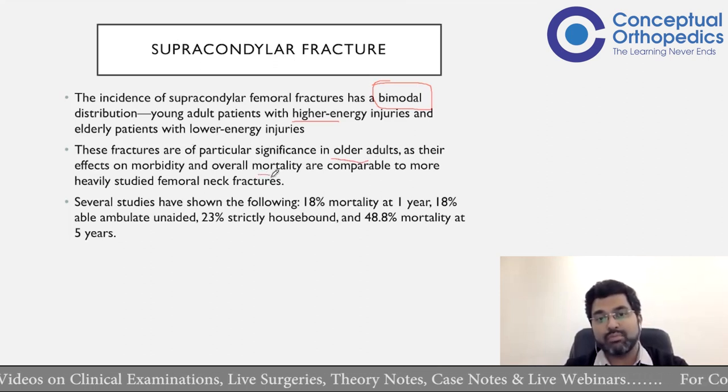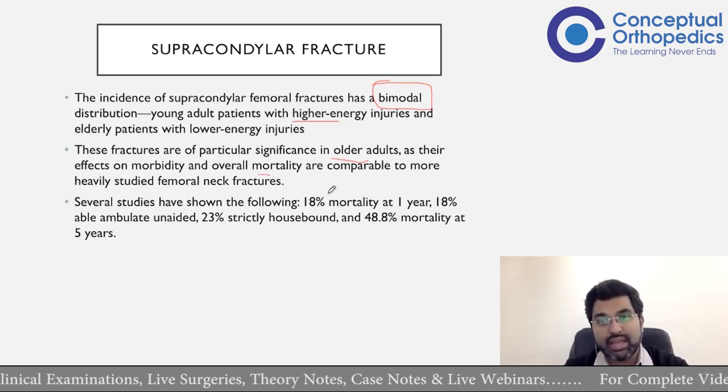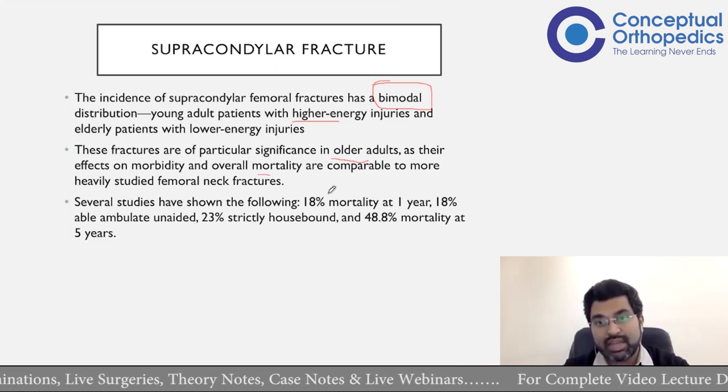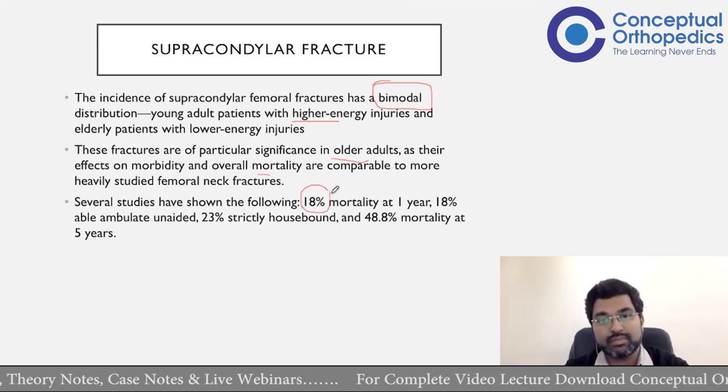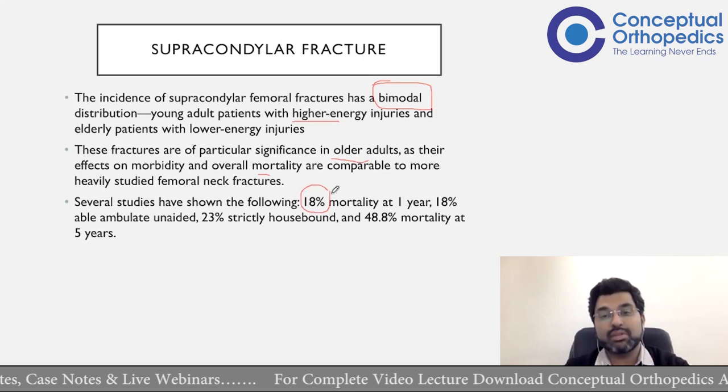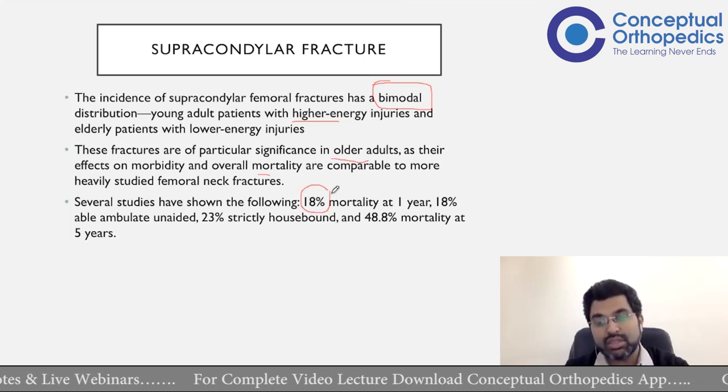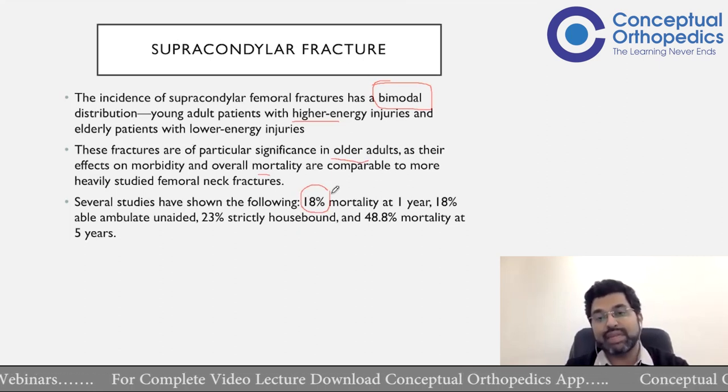It is very important in adults, especially because it can have a big influence on their mortality post-op. There are studies which say that these fractures can have as much as 18% mortality at 1 year. So this is a big number. So you have to manage these fractures very meticulously.